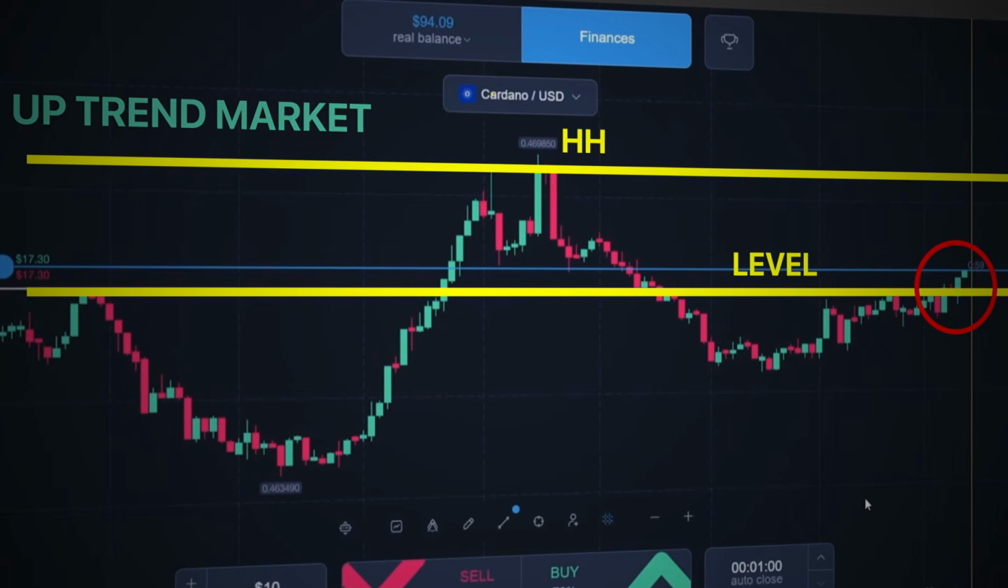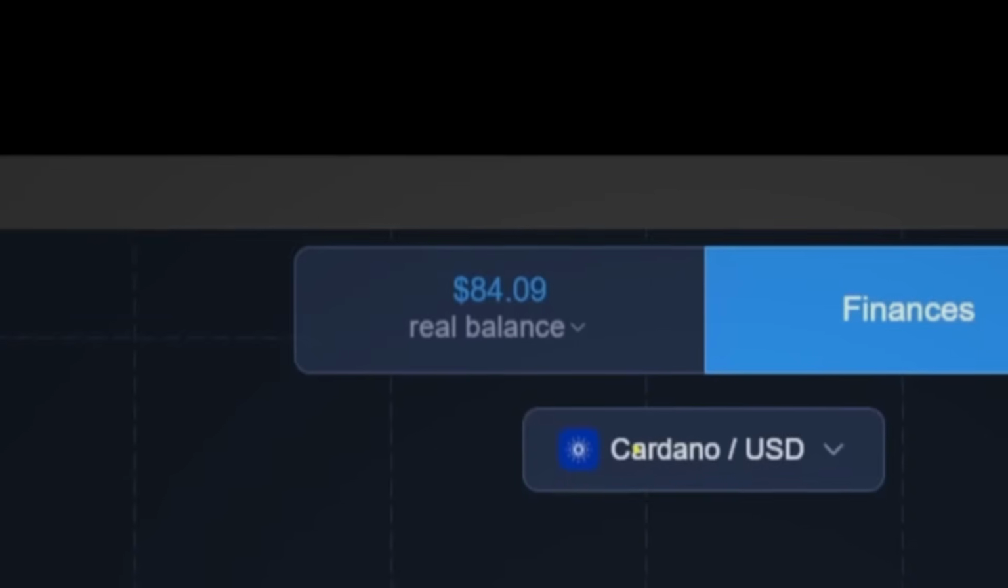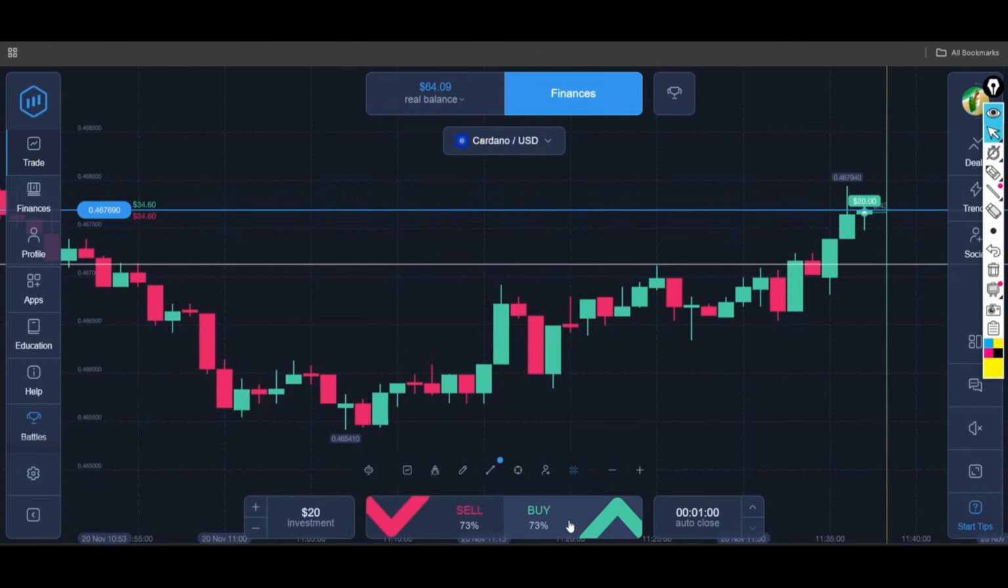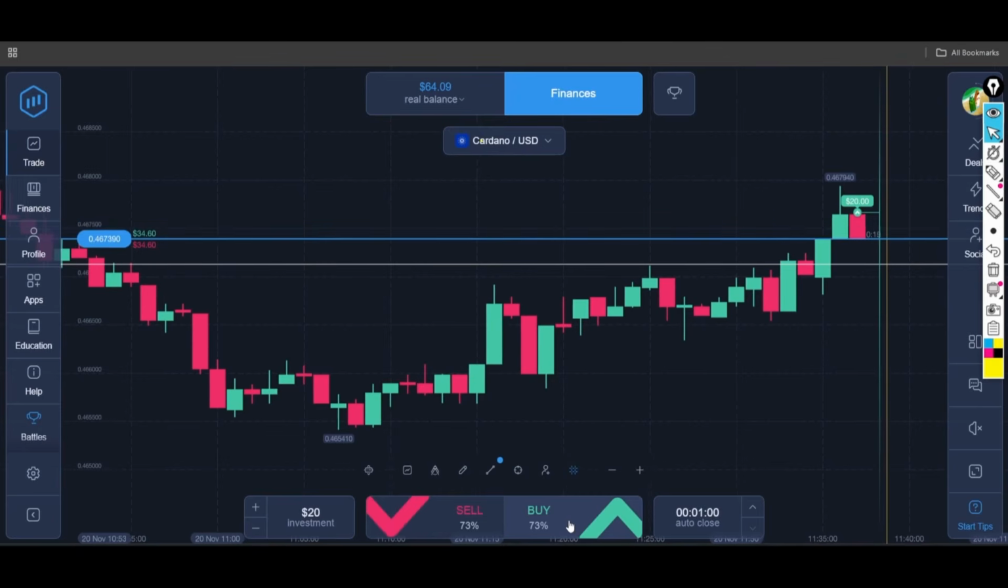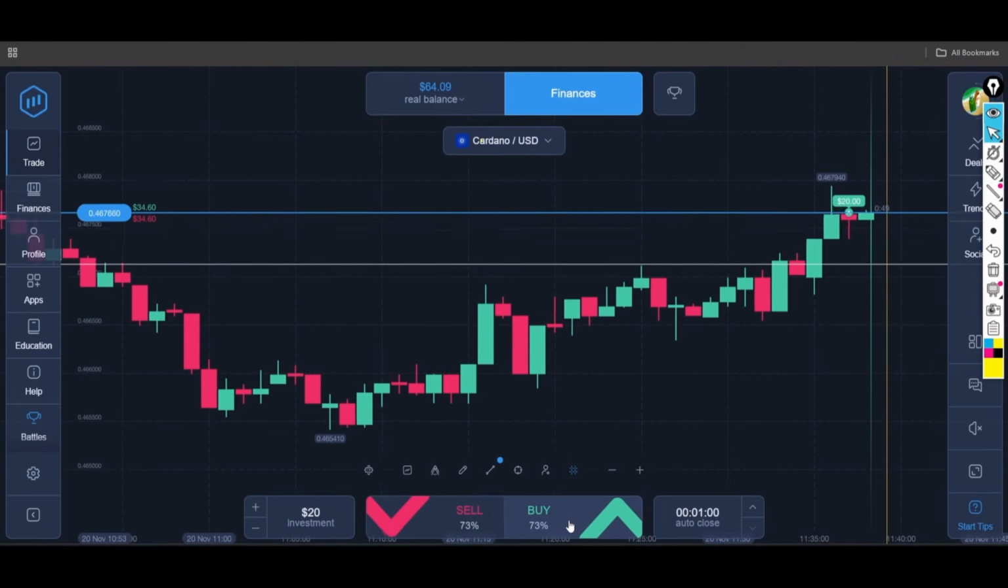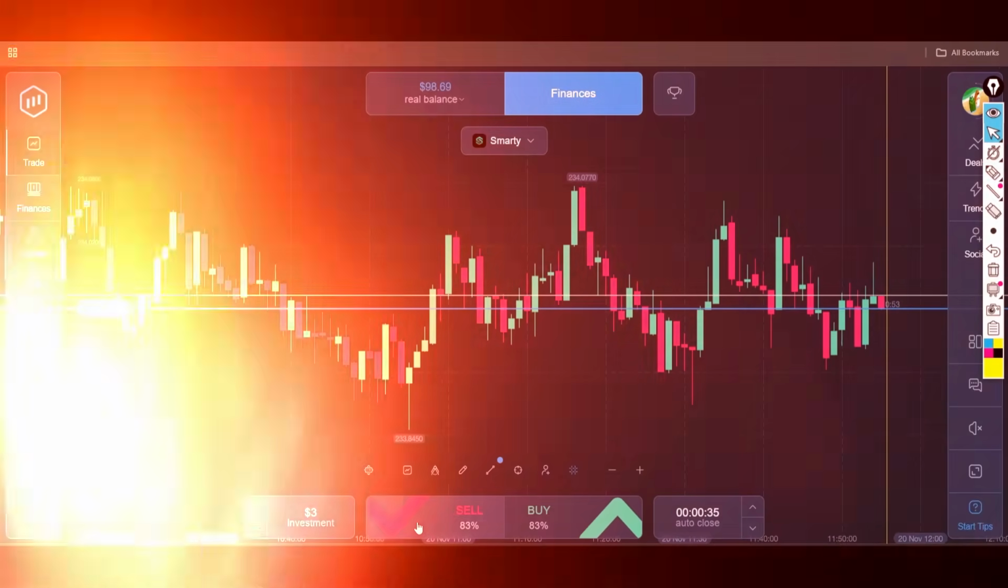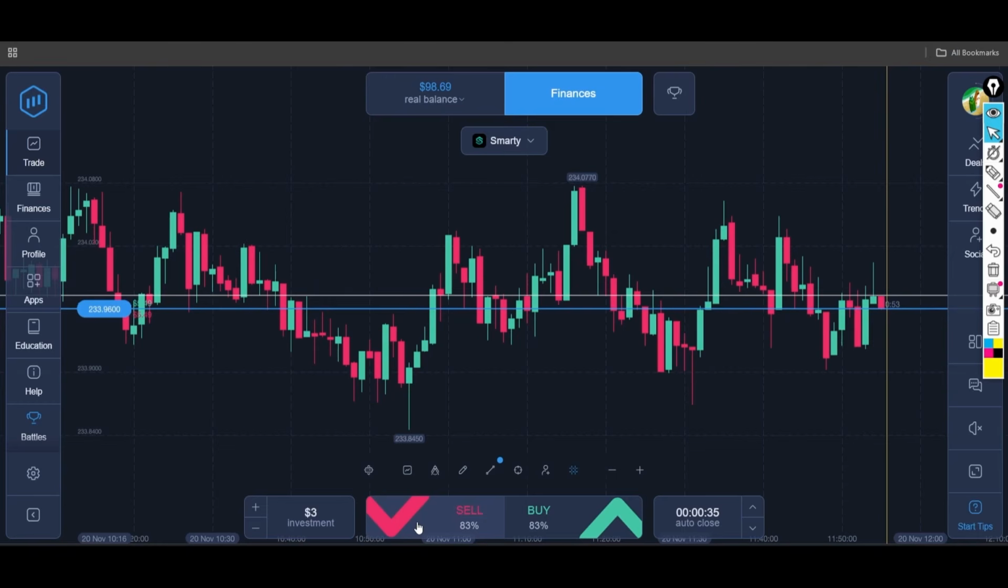However, I have faith in this strategy. Since I have enough capital, I will place another $20 buy trade using the Martingale strategy. Another $14 profit. Let's place our last few trades. Now I'm back in the Smarty Index market. Since I only need $2 more to reach 100, I will reduce my trade amount to $3.